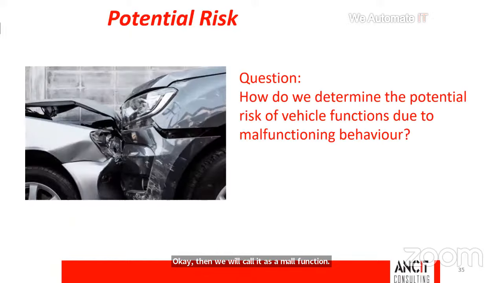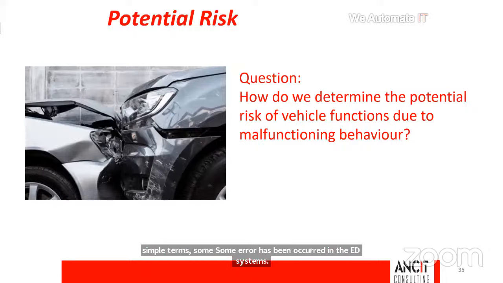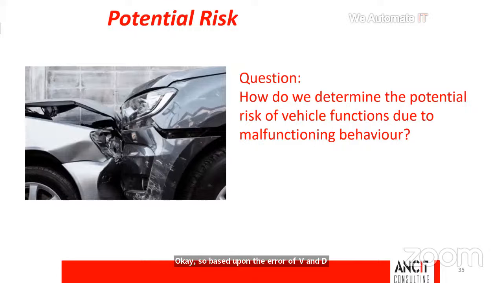Now we'll see what this potential risk is. How do we determine the potential risk of the vehicle functions due to malfunctioning behavior? You would understand what a malfunction is. In simple terms, some error has occurred in the E&E systems, and because of that error, some accident has occurred.